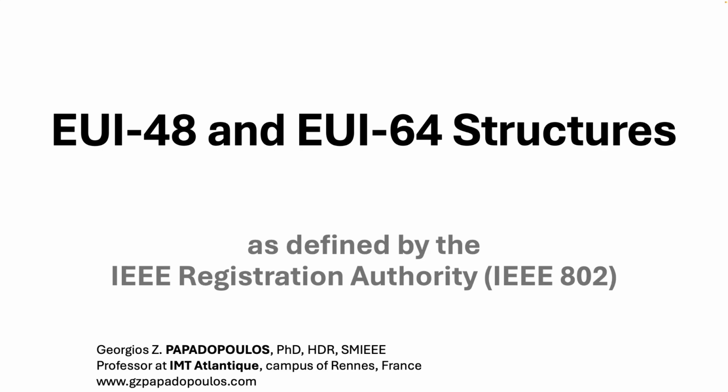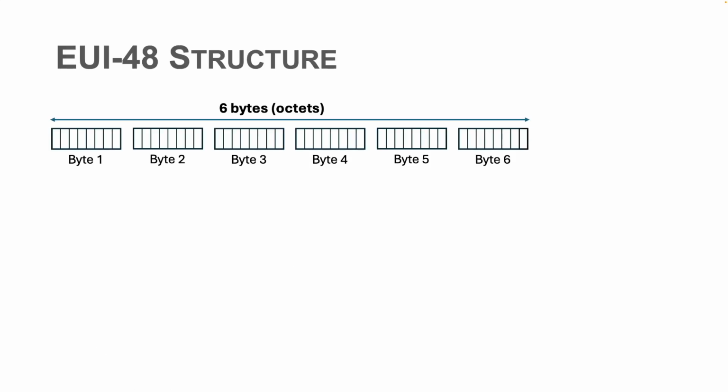Today we are diving into the structure of EUI-48 and EUI-64 identifiers, the unique hardware addresses defined by the IEEE Registration Authority that make our networks work. An EUI-48 identifier, better known as a MAC address, is 48 bits long. It's usually written as 6 groups of 2 hexadecimal digits, which together make up the 48 bits.